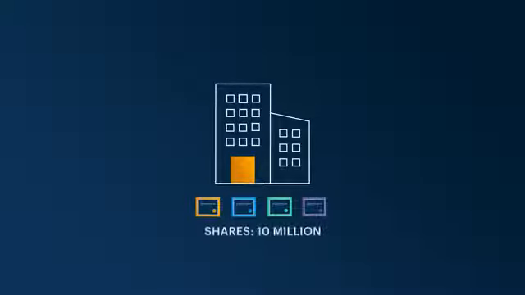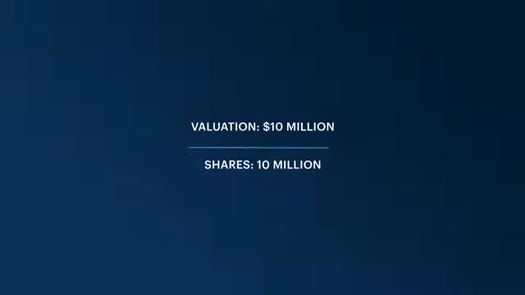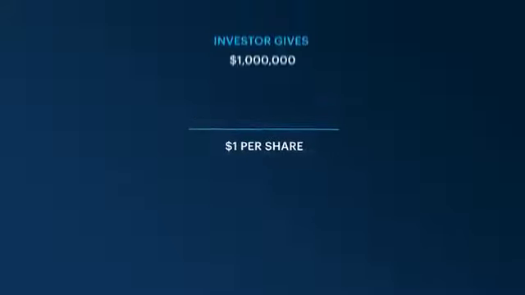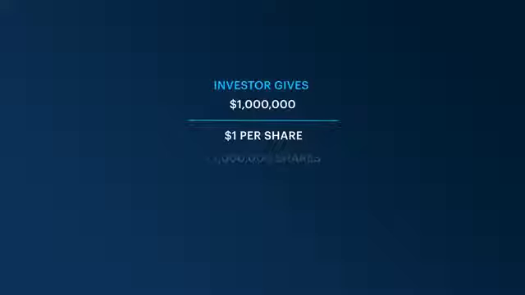So let's say a company has 10 million shares in total. An investor comes in who wants to give the company money at a $10 million valuation. So that means the entirety of the whole company's issued stock is being valued at $10 million in total. And since there are 10 million shares, this means the value of each share is $1. Okay, so let's say this investor wants to give the company $1 million. That means they're buying 1 million shares, which is 10% of the company.